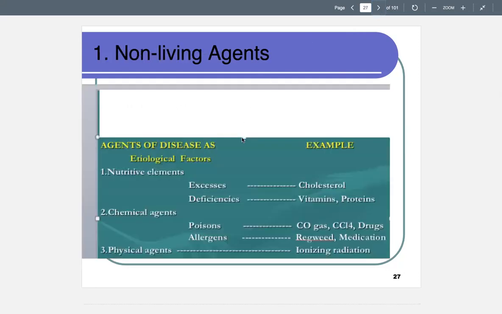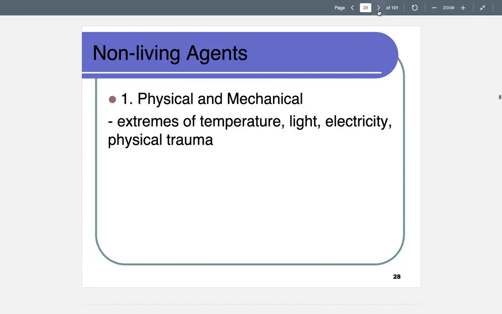Okay, non-living agents could be nutritive elements, chemical agents, and physical agents. Okay, so dun tayo. Non-living agents, there are physical and mechanical factors that could cause disease in human beings, such as extremes of temperature, light, electricity, and physical trauma.